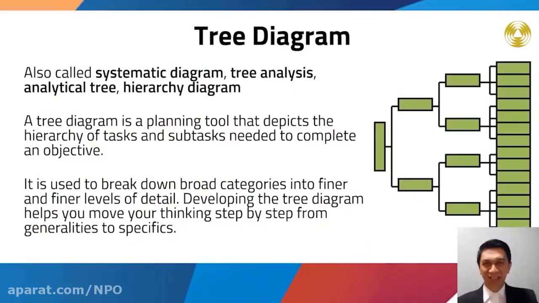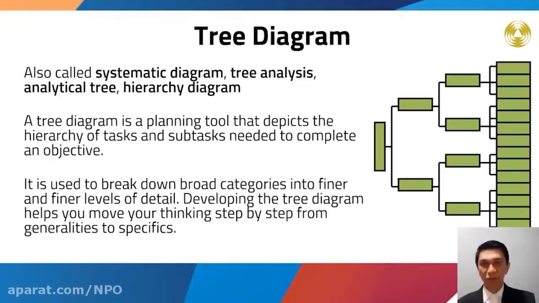Next tool that we can use is the tree diagram. This tree diagram is also called a schematic diagram, tree analysis, analytical tree, and hierarchy diagram. It is used to break down broad categories into finer and finer levels of detail. It helps you move from vague generalities to specifics, whether it's an action plan or root cause analysis. You can use this tree diagram for pinpointing the true root cause of a problem. And you can also use it when you have already pinpointed the true root cause and you are in the process of looking for corrective actions already. I will show you an example of that one in the succeeding slides.